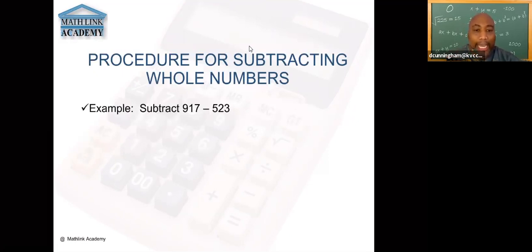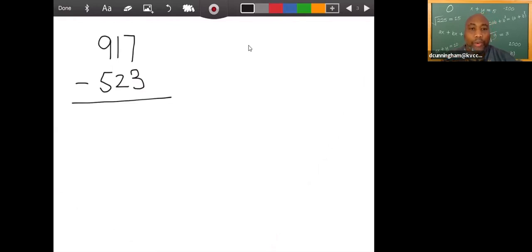So let's look at an example. We want to subtract 917 minus 523. So let's go to our whiteboard and show how we can subtract whole numbers. So here we are on our whiteboard, and these are the two numbers. And notice I did it again vertically.